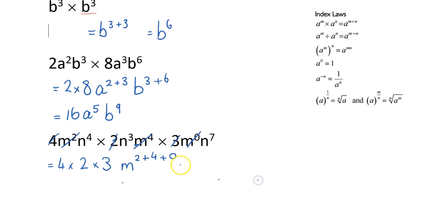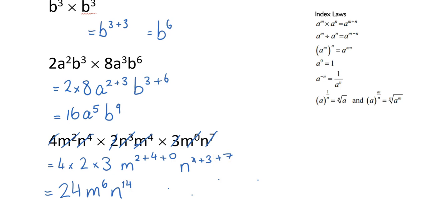Okay, and then we're going to go n to the power of 4 plus 3 plus 7. Okay, so if it's a big one and you're worried that pieces are going to get lost, you can cross them off as you go. So next line down, I'm going to simplify that. 4 times 2 is 8, times 3 is 24, m to the power of 6, 2 plus 4 is 6, plus 0 is still 6, and n to the power of 4 plus 3 is 7, plus 7 is 14.